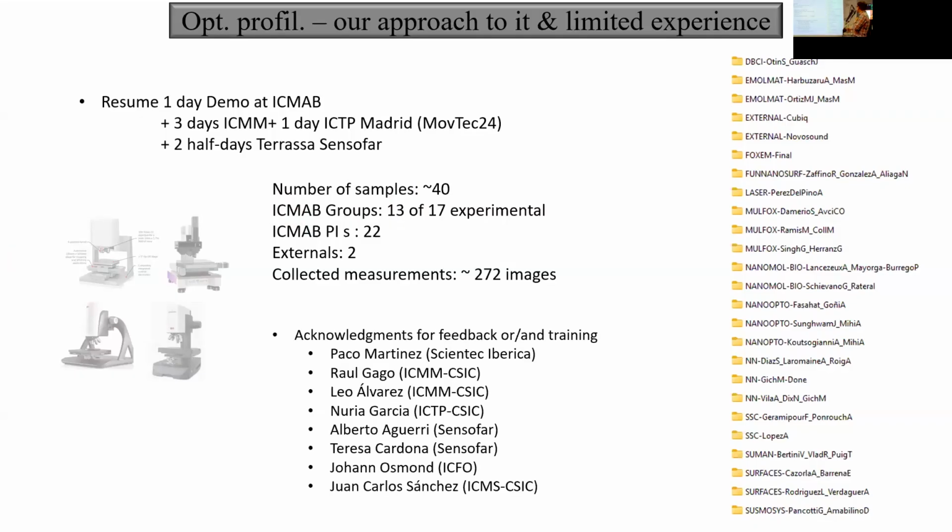In parallel, I want to acknowledge all the people that have been giving me feedback on the technique and also giving me training, especially Paco from Scientech, Joan from ICFO, and Juan Carlos from the Material Science Institute of Sevilla. They were very friendly, and I have discussed the technique with them.